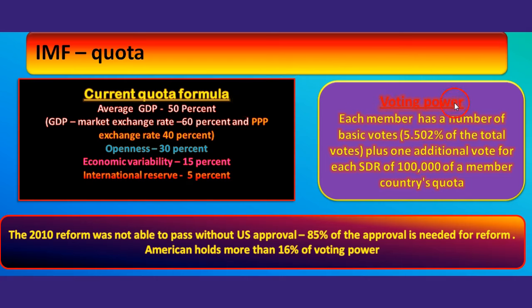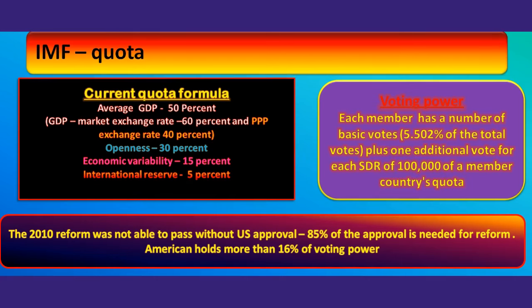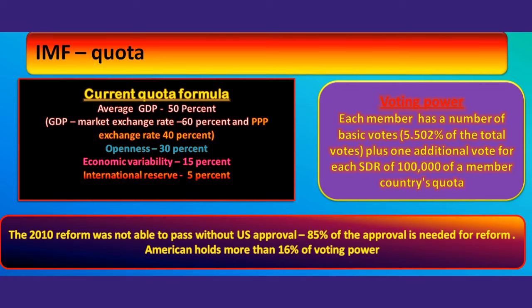Next, voting power. Each member has a number of basic votes, that is 5.502% of the total votes, plus one additional vote for each SDR 1 lakh of a member country's quota. So the largest quota member has the highest decision-making power. USA, the largest quota holder, has the highest decision-making power.